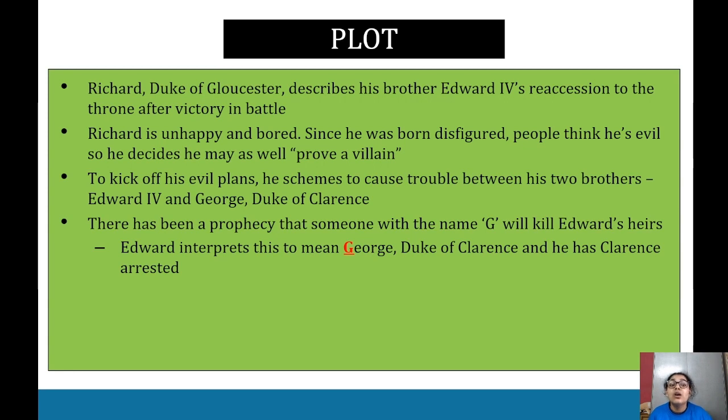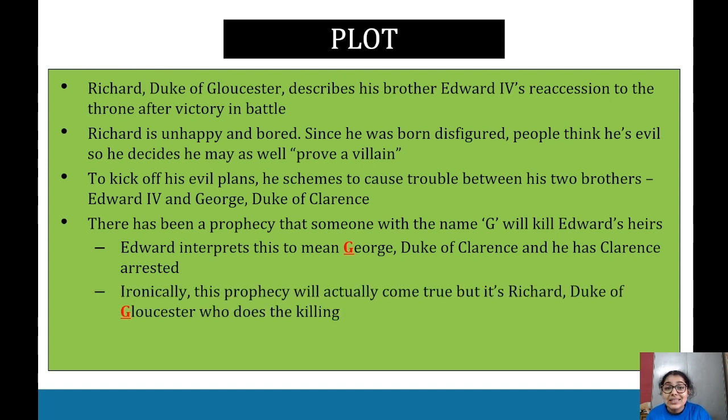So what he does is he goes ahead and gets Clarence arrested. However, George, the Duke of Clarence, does not kill him. Indeed, the prophecy will come true, but it's not George, the Duke of Clarence. It's Richard. His name doesn't start with a G, but the Duke of Gloucester. It's Richard who kills him. So ironically, the prophecy does come true. However, it's ironic that Richard has stated it in a way that it looks like it's George, but it's actually him.